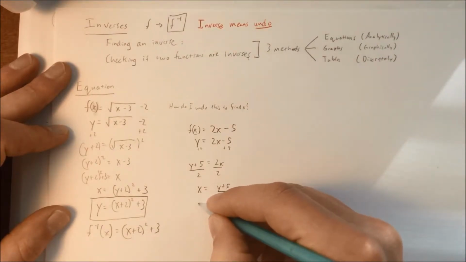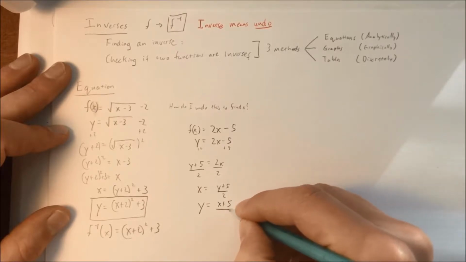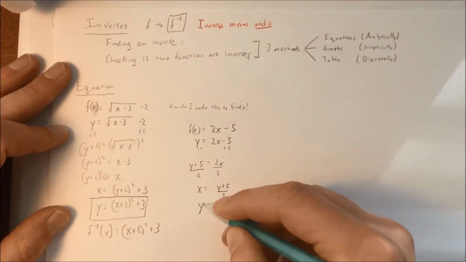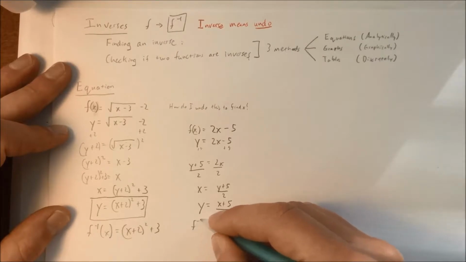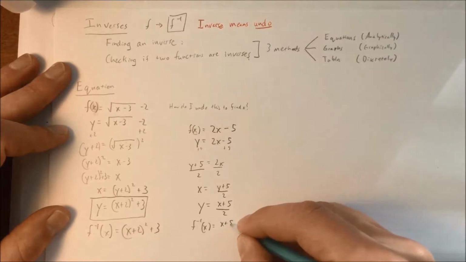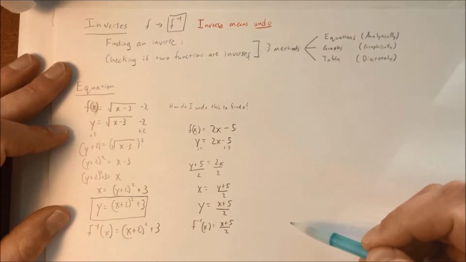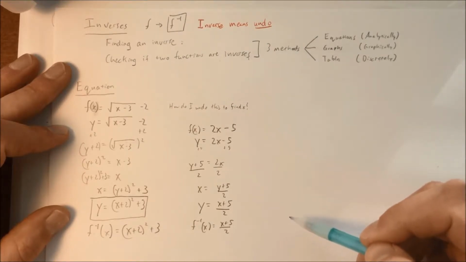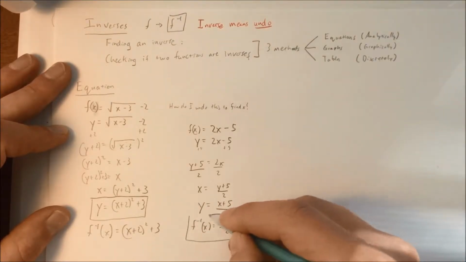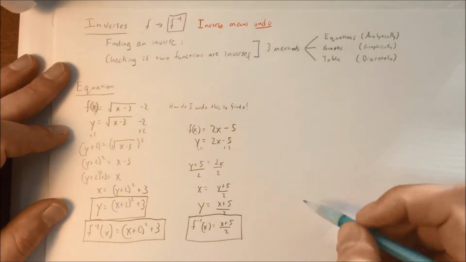And I'm going to switch the letters here. y is equal to x plus 5 all over 2. Now that's the answer, but I'm going to write it as f inverse of x is equal to x plus 5 all over 2. That's how you find it with equations. We're going to look at the graph of this in just a moment here. But here's how you find it with equations. Just switch the x and y and solve.